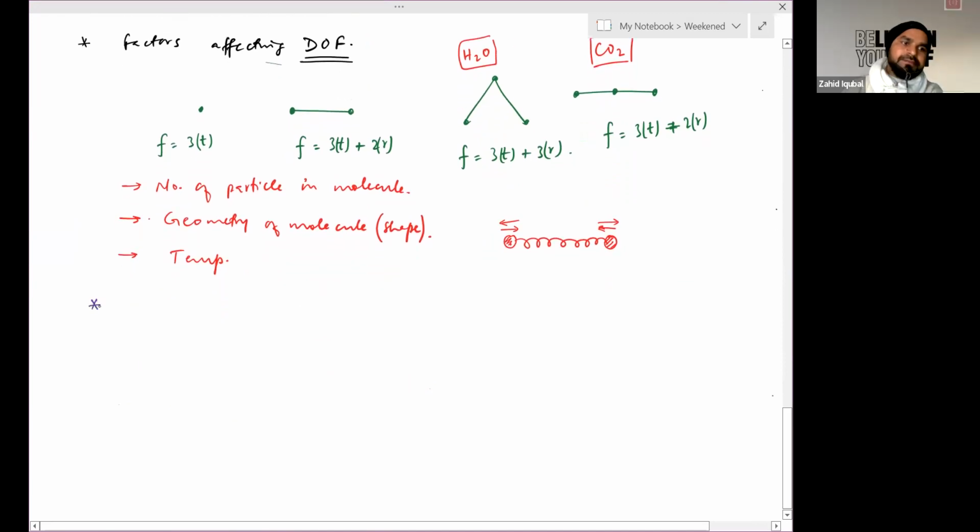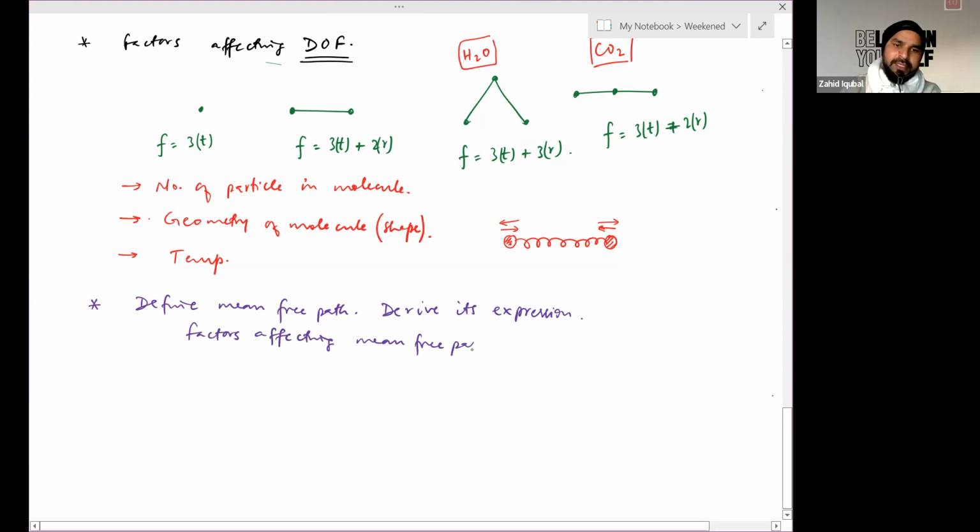Next question will be the last part of this chapter, that is mean free path. You will be asked to define mean free path. Derive its expression. And from that part, you will be asked to define the factors affecting mean free path.